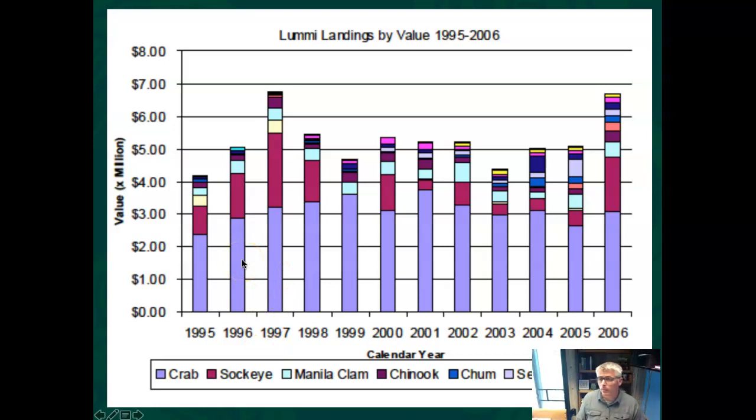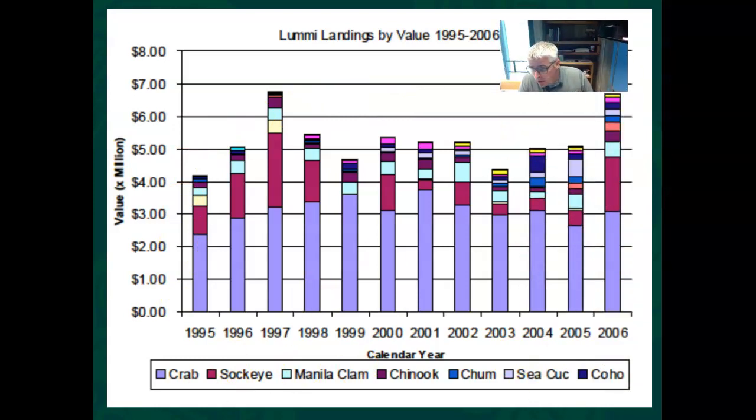So these are the value of landings. So again, landings are fish that are caught, that are brought in this case, to market. And what's their value? And this is their value in millions of dollars. And so this tops out at just under $7 million. And it has the different species down here: crab, sockeye, manila clam, chinook, which is a type of salmon, chum, a type of salmon, sea cucumbers, coho, again, a type of salmon. And you can see in the bottom here are crab.